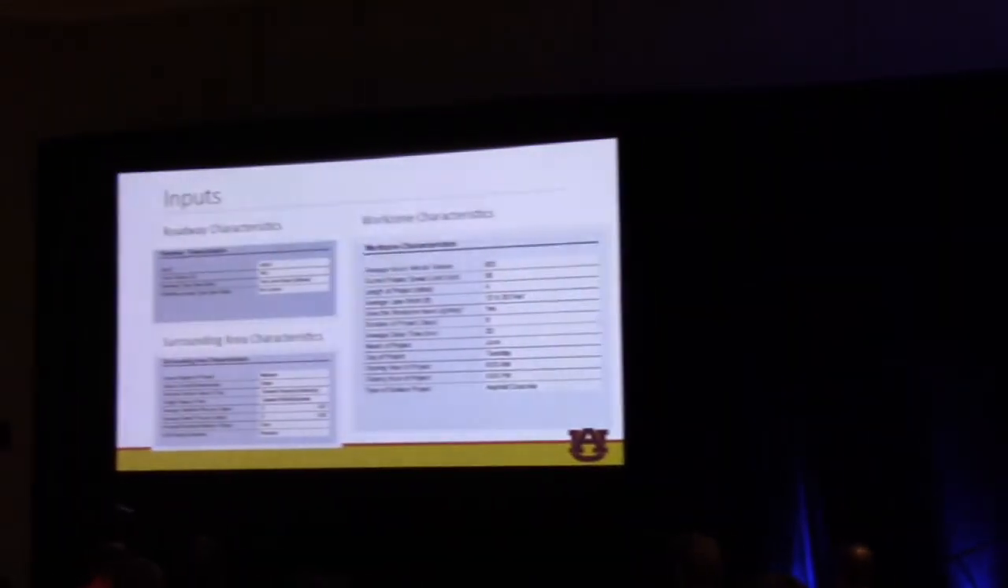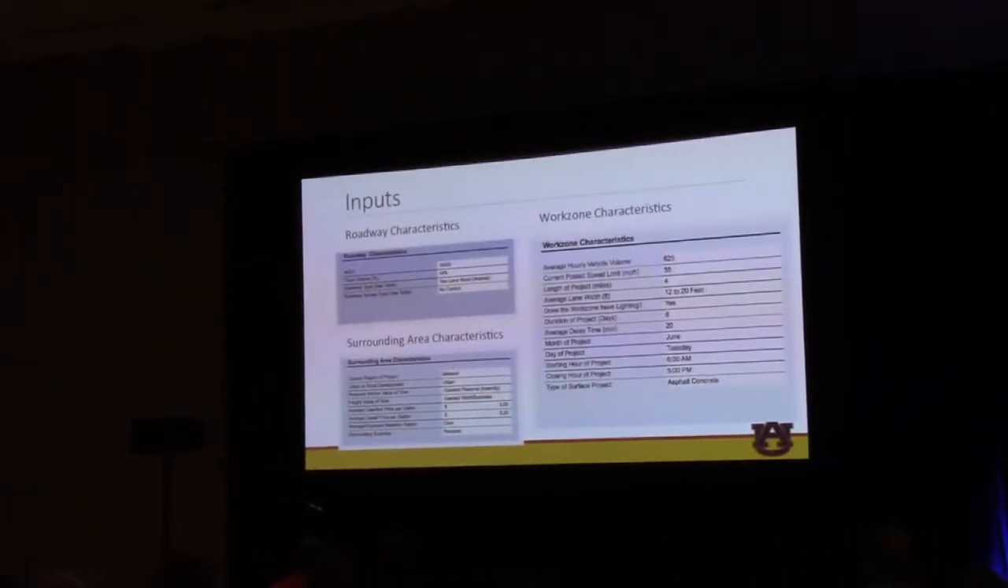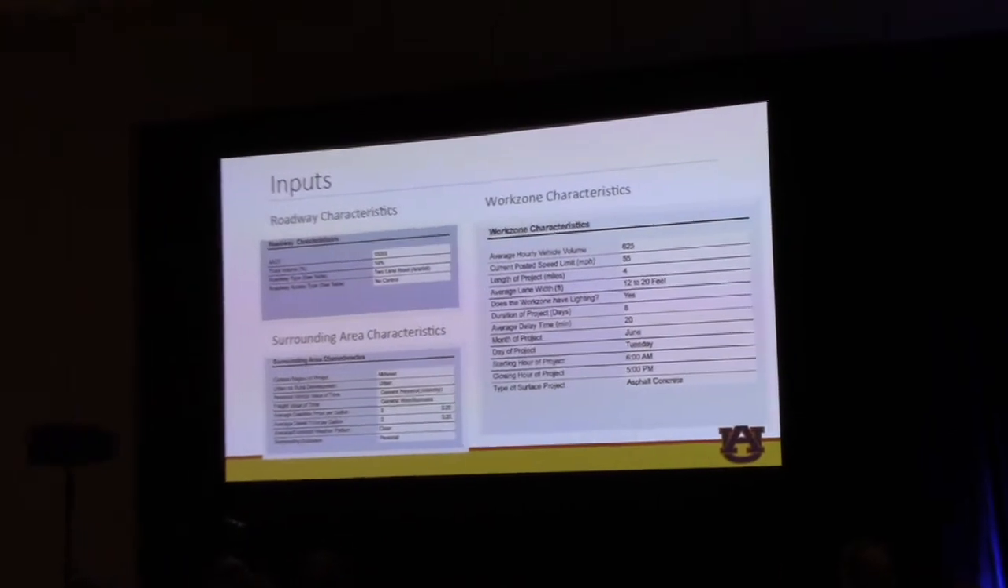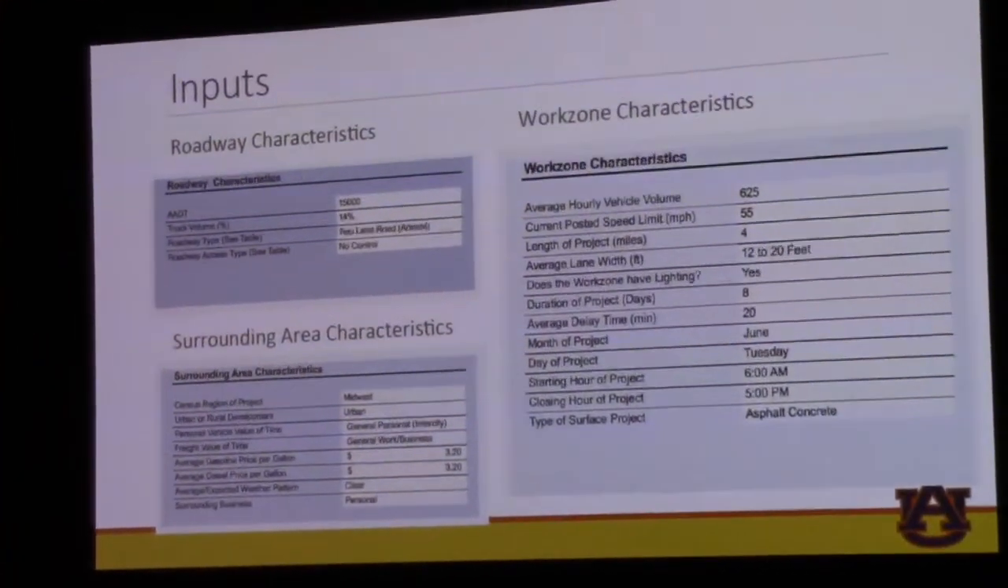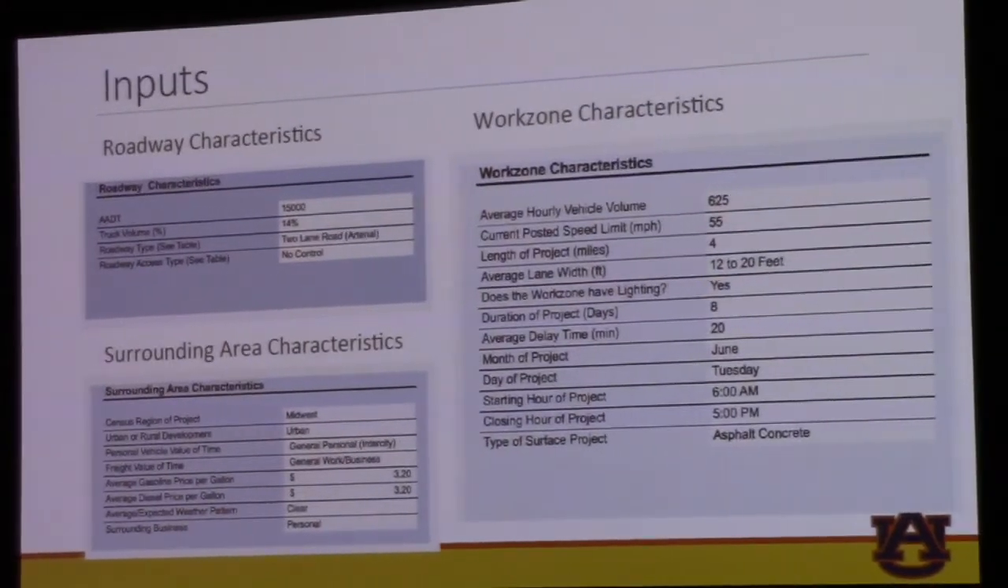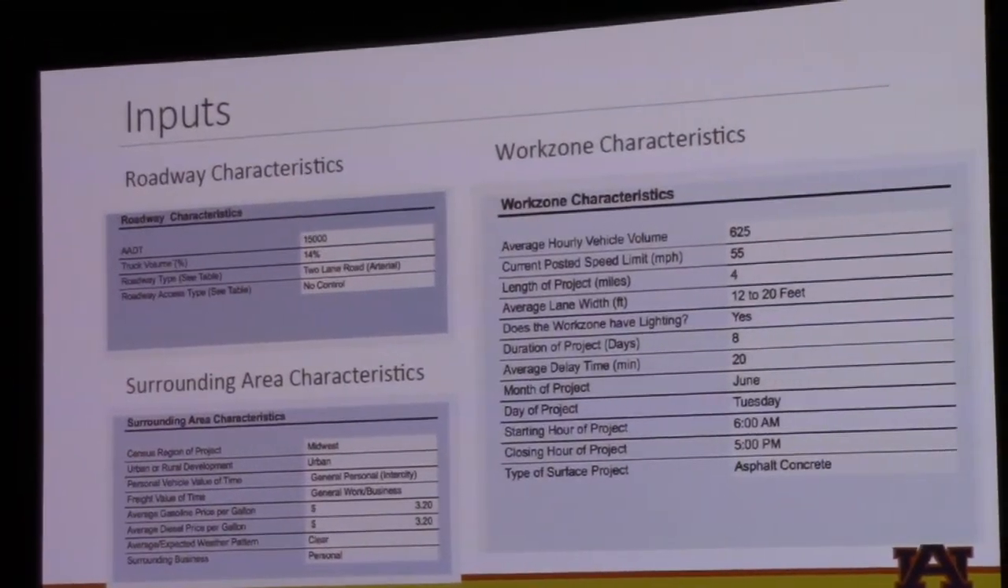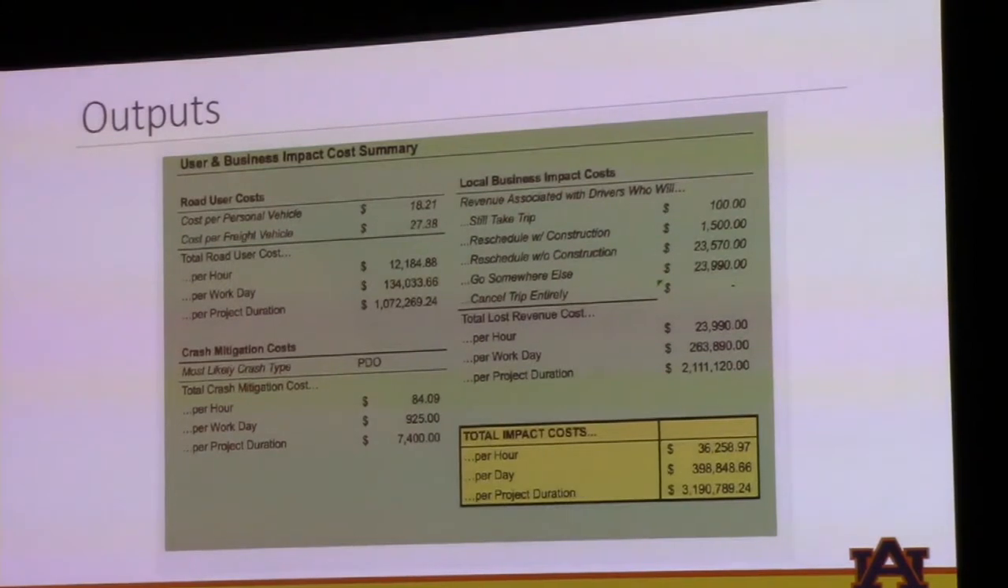And to give you a sense of what those inputs might be, here's our list of the roadway, surrounding area, and work zone characteristics. You can see everything from the AADTs to whether you're in an urban or rural area, the amount of freight that you have, the type of development in terms of shopping, residential, things like that, and then your work zone characteristics. These are things that we would have more control over in our project scheduling. And then, of course, we have our outputs.